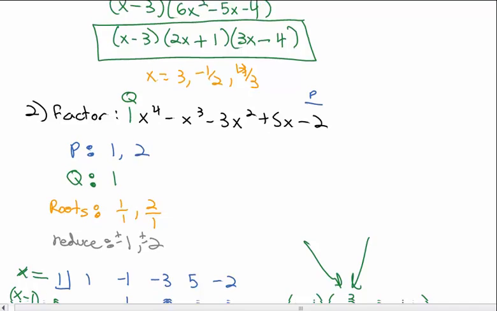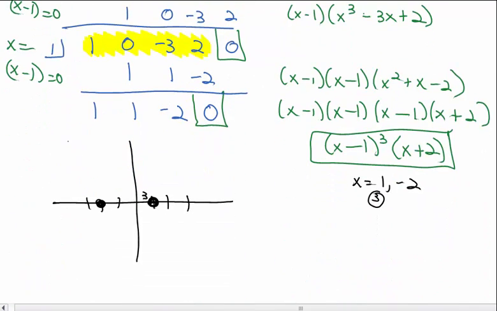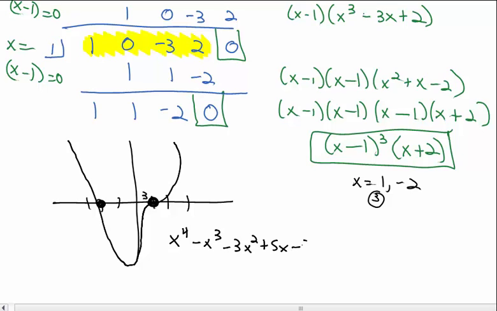The original problem was a positive x to the 4th, so we know it comes down from the top right. As it comes towards the 1, because it's a cubic, it's going to level off, not just go through it and go up. And we're able to graph our polynomial. This is x to the 4th minus x cubed minus 3x squared plus 5x minus 2.